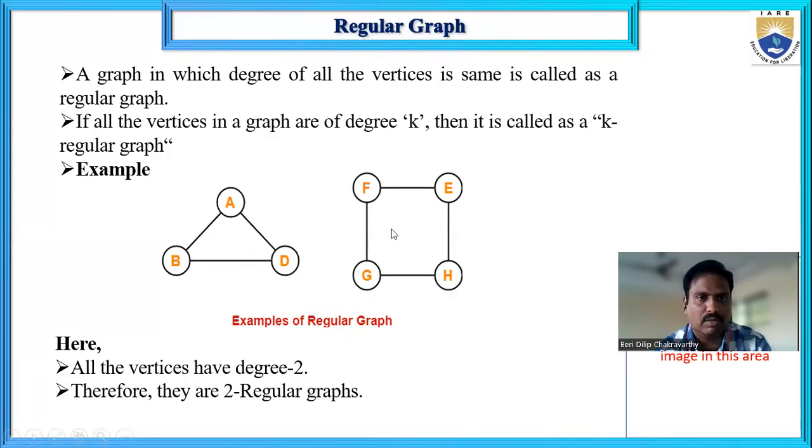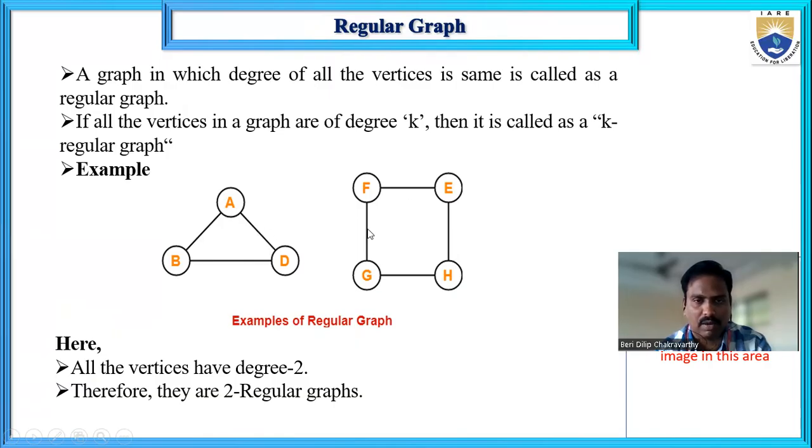Okay, if all the vertices in a graph are of degree k, then it is called a k-regular graph. Here we say it is a two-regular graph. As two edges are connected to all the vertices, we say it is a two-regular graph.